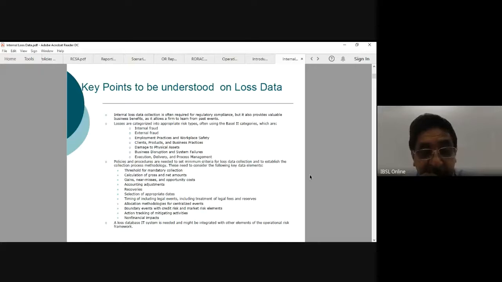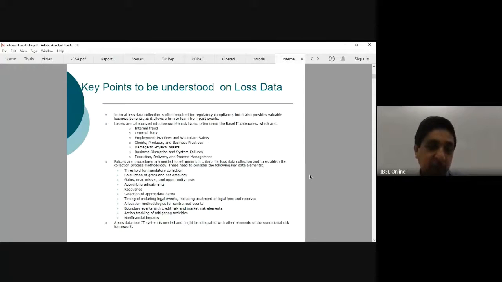Policies and procedures are needed to set minimum criteria for loss data collection. Now, what do you mean by minimum criteria? When you collect loss data, it has to be collected, but the database should have a minimum loss to be reported. All the losses cannot be reported because there are some losses which are not in a considerable amount, so it is very negligible.